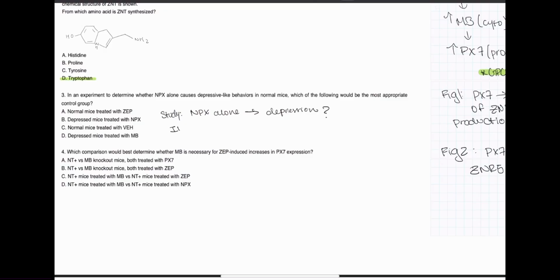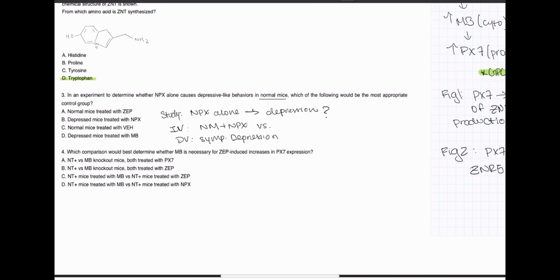Our independent variable and our dependent variable. Our dependent variable will be symptoms of depression. Are there symptoms of depression? And then for our independent variable, we'll need two groups to compare. One will be the control, and one will be the administered treatment. So it says in normal mice up here. So our independent variable would be normal mice plus NPX.